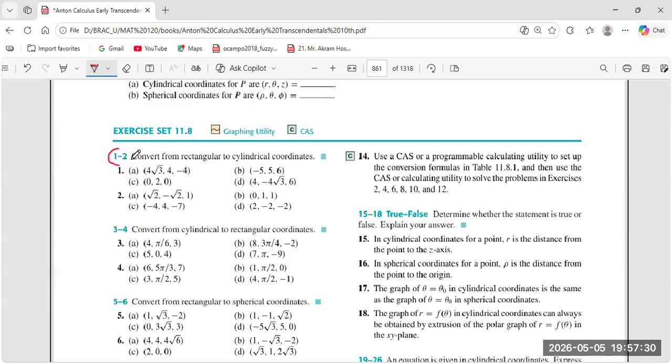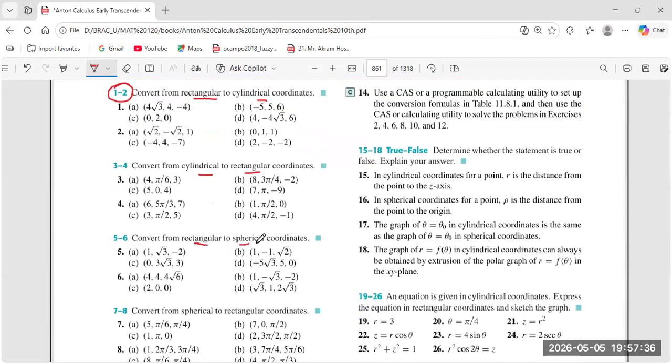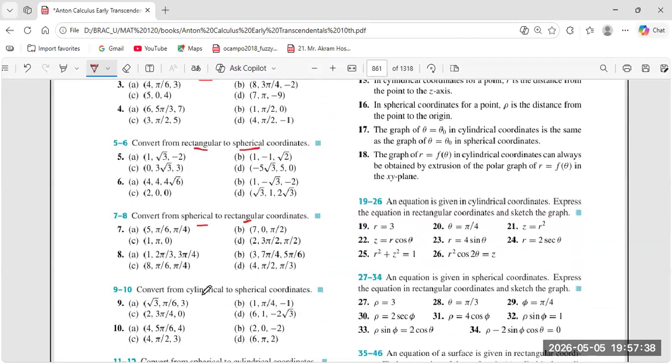The problems given in your practice sheet, these conversions from rectangular to cylindrical, cylindrical to rectangular, rectangular to spherical, spherical to rectangular, and these problems are also in, I think, your assignment 3.